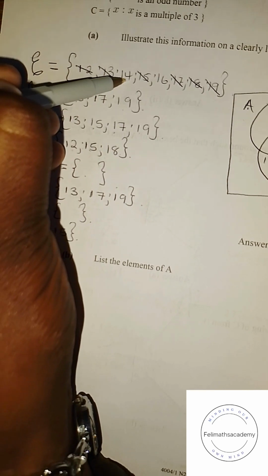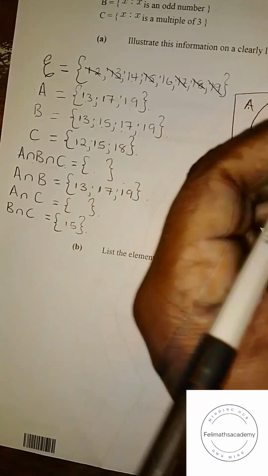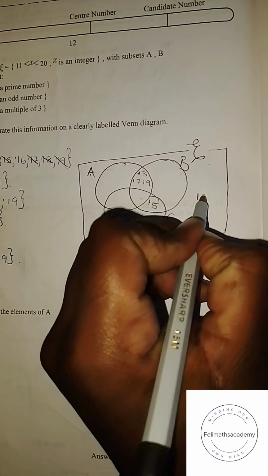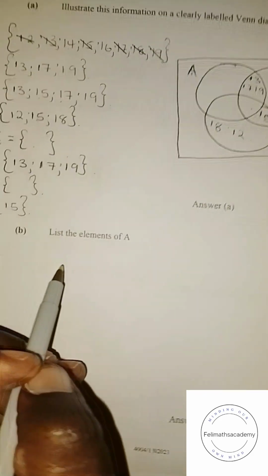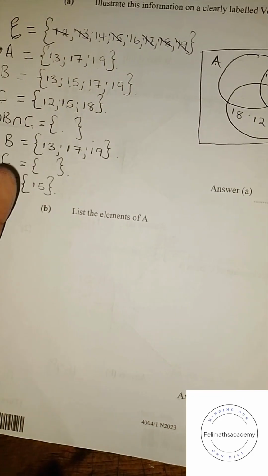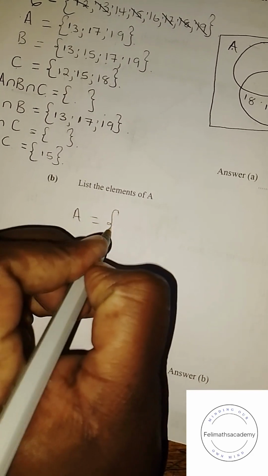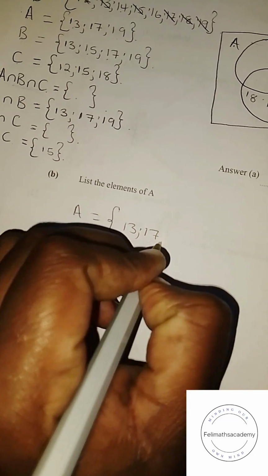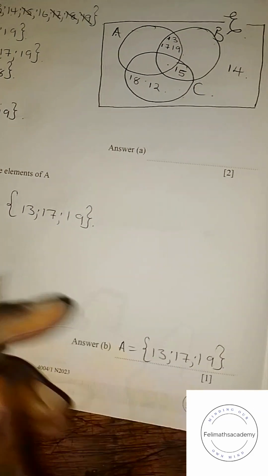So 14 is not an element of all these three sets, so 14 is here outside. So that's our Venn diagram. Then we are required to list the elements of A. We've already listed the elements of A. So A is equal to the set of 13, 17, and 19.